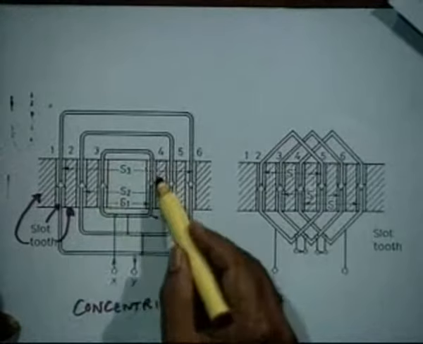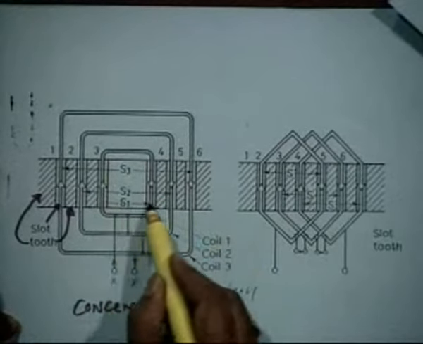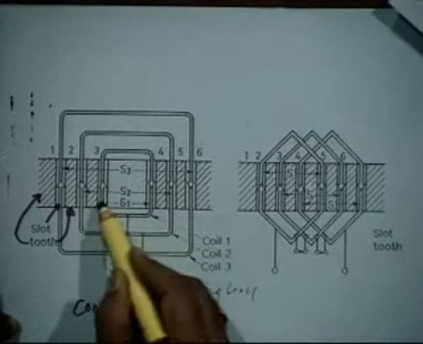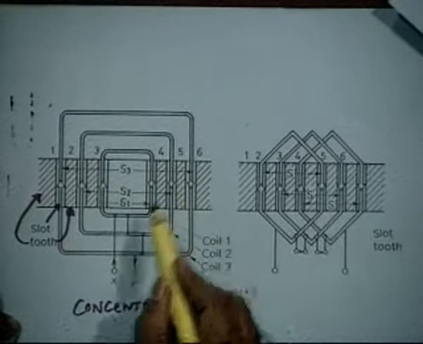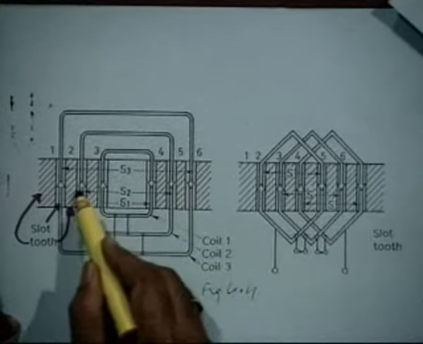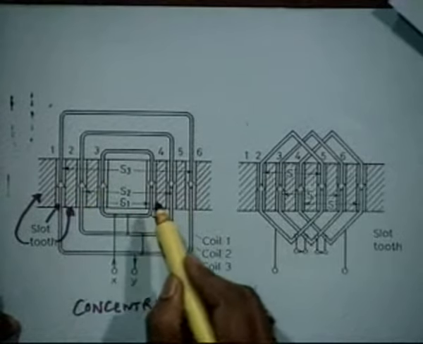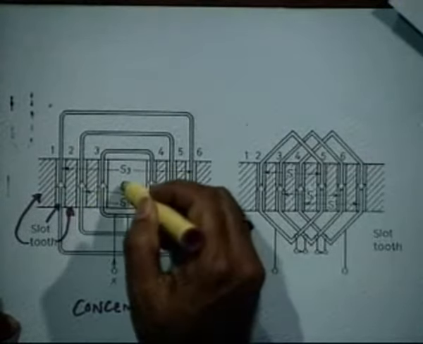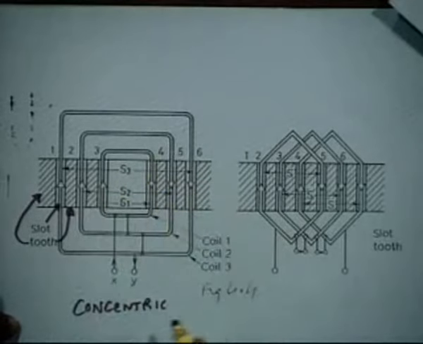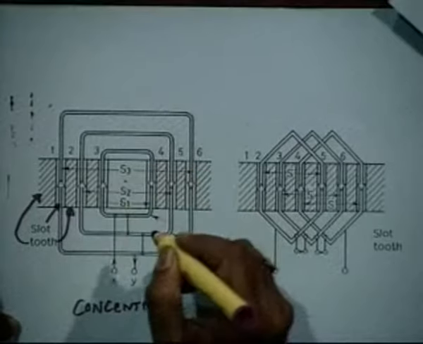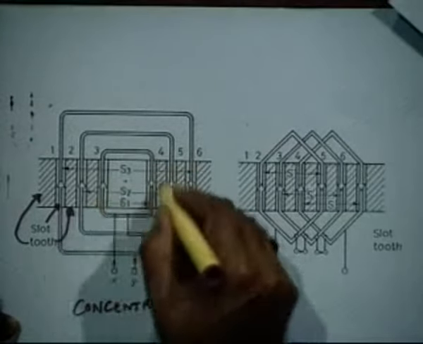Now coil 1 has a small span, let us say S1. Coil 2 has a span or pitch S2. Coil 3 has the largest span, S3. Now you will say, but their center is the same. They are called concentric windings. The center of the coil is the same, okay. So they are concentric.